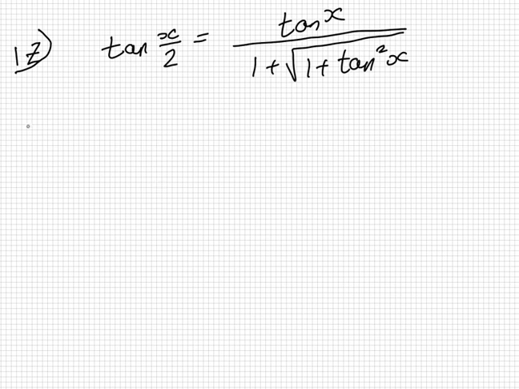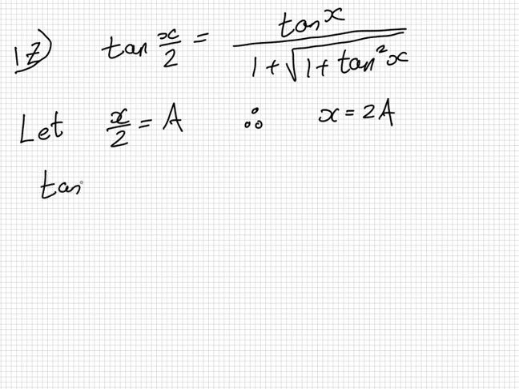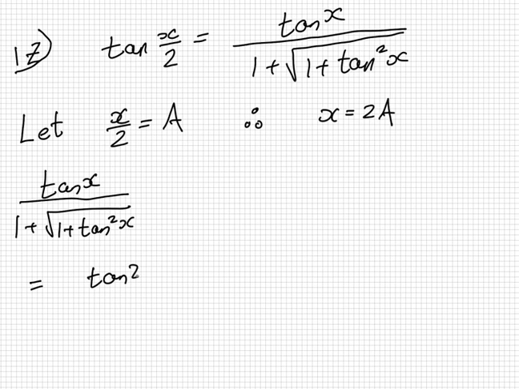So what I'll do is start off with a substitution here. I'll say let x over 2 equal a. Therefore, x equals 2a. And I'll start with the right. So I have tan x over 1 plus root 1 plus tan squared x. That's equal to tan 2a all over 1 plus square root 1 plus tan squared 2a.